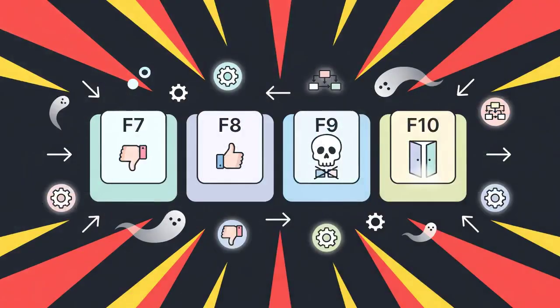The remaining 4 function keys control process behavior. F7 and F8 are nice minus and nice plus. They lower or raise the priority slider, so important jobs run sooner. F9 is kill, the big red button that sends a process to the afterlife. F10 is quit, the exit door out of htop entirely.